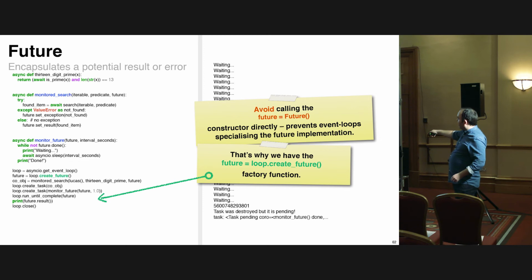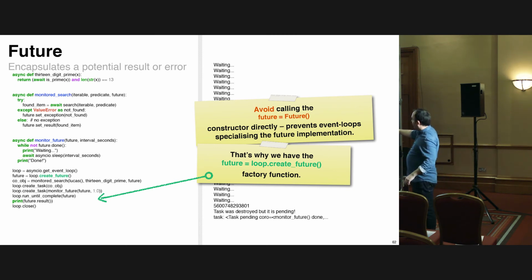And then down at the bottom here, I have to create the future object, which I'm then going to pass to those two tasks, because they're going to share the same future instance. So I have to get hold of an event loop. I ask the event loop to create the future. I create my monitored search, which is just like the regular search, except it also accepts the future object. And that's the coroutine object I get when I call this. I then have to create a task from that. So that's wrapping up the coroutine in an async IO notion of a task.